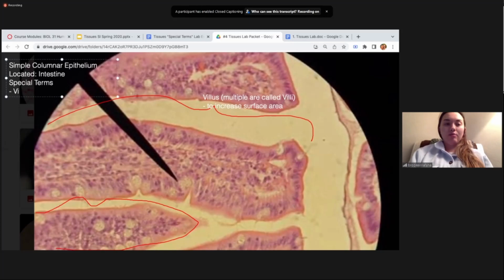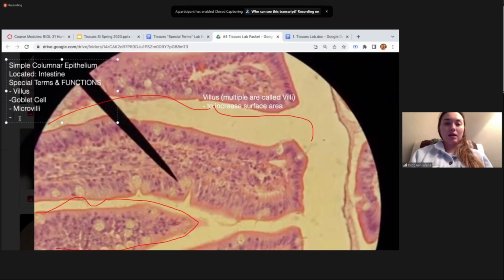So what are our special terms we're going to identify? We want to identify villus, goblet cell, microvilli, and we need to know their functions, okay? This is really important for this tissue especially. We need you guys to know these functions.